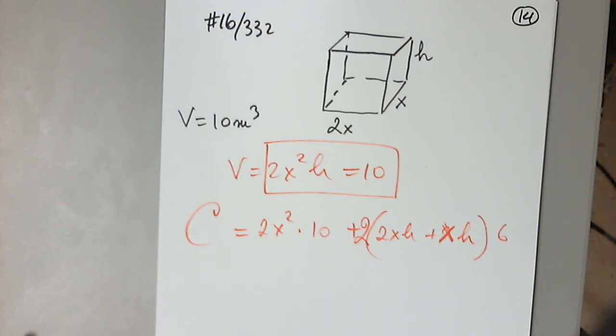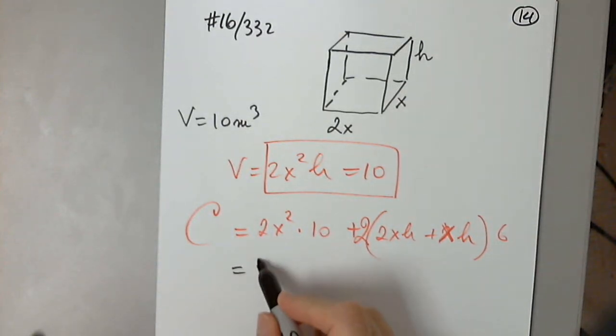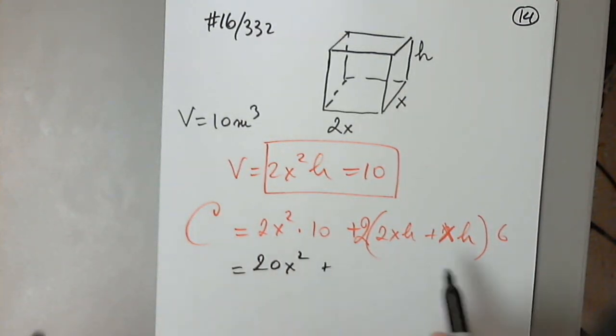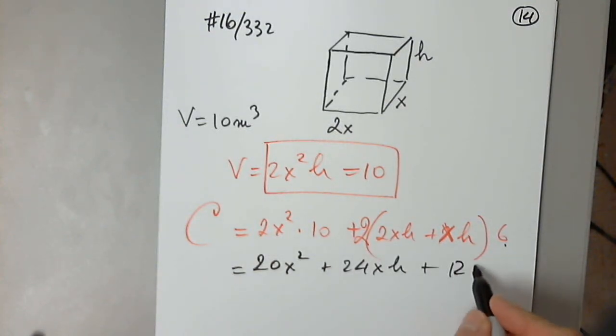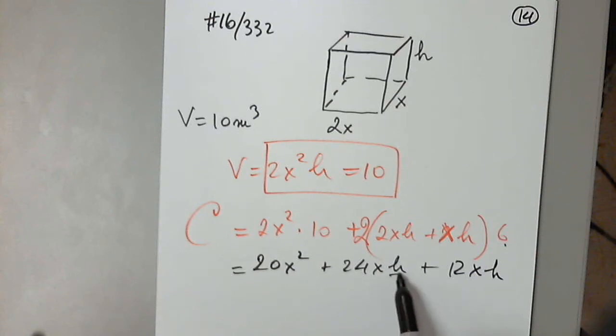So let's try to clean it up as much as possible. So this is 20x squared plus 12 times 2, 24xh, and plus 12xh. So this bothers me because I can't differentiate just yet. But I do have a piece of information that allows us to eliminate h. How do I eliminate h? From what I'm given here.